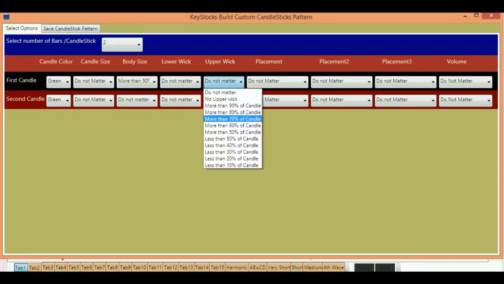Similarly, we can select upper wick too. Upper wick tells us how much price retraced from the high of the candle.